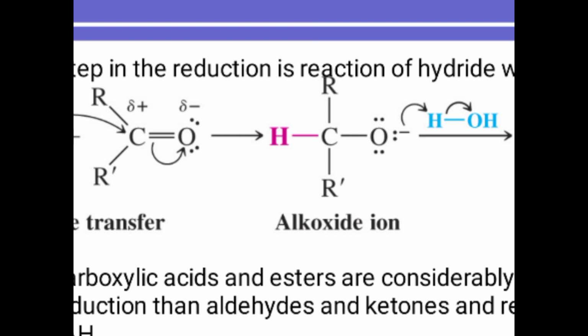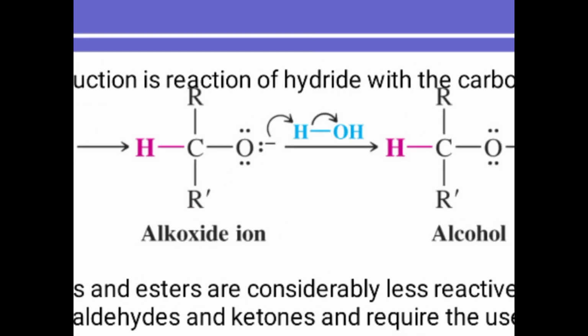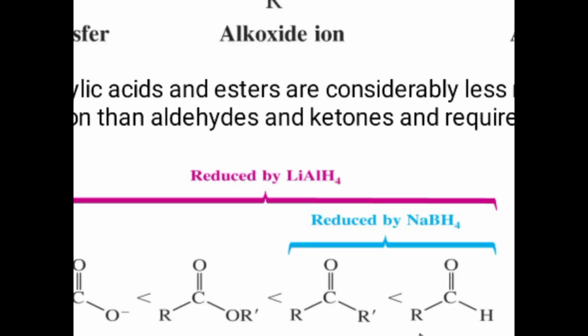It attacks the carbonyl carbon, which is electrophilic in nature, and an alkoxide ion will form. This alkoxide ion abstracts a proton from water. As a result, alcohol will form. So this is all about the mechanism of this reaction. But lithium aluminum hydride reduces all functional groups into the corresponding alcohols, whereas sodium borohydride is the selective one that only reduces aldehydes and ketones.